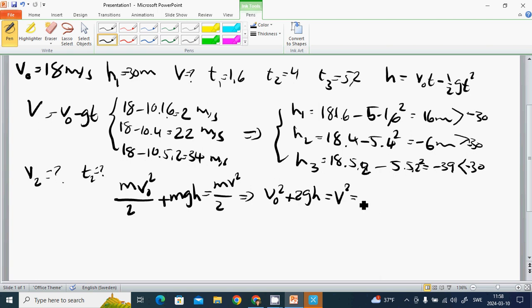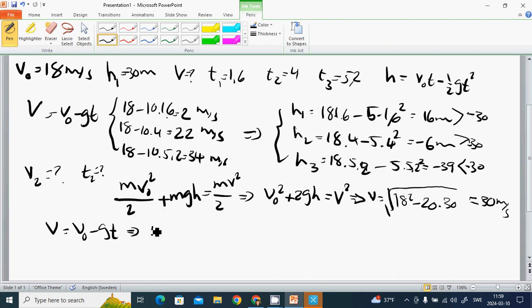And V equals the square root of V0, 18 squared minus 20 multiplied by 30. It is almost 30 meters each second, and we have V equals V0 minus GT, then T equals V0 minus V divided by G. It is 18 minus minus 30 divided by 10. It is 4.8 seconds.